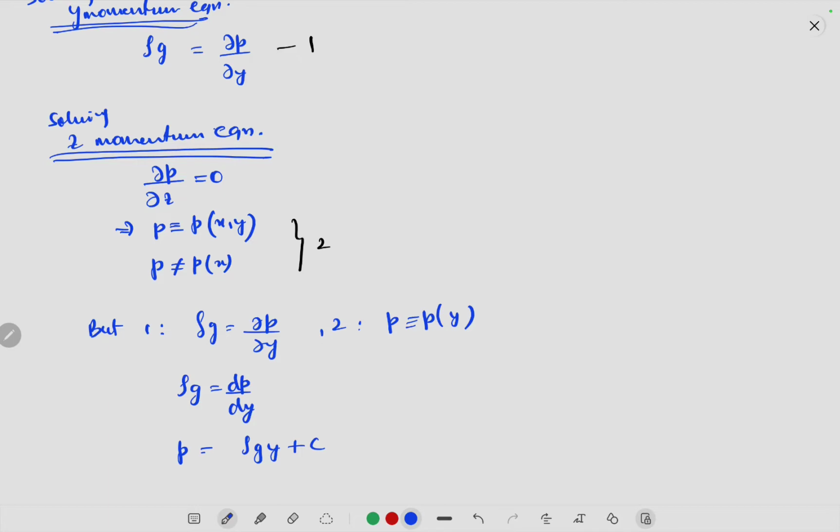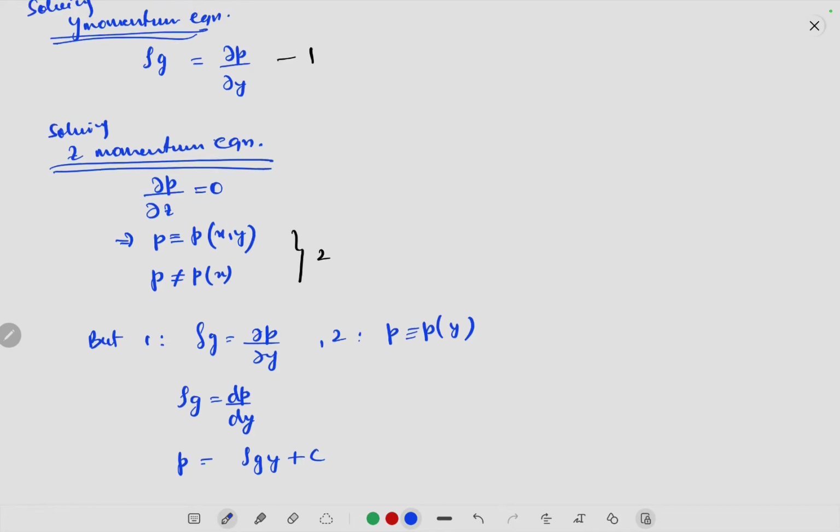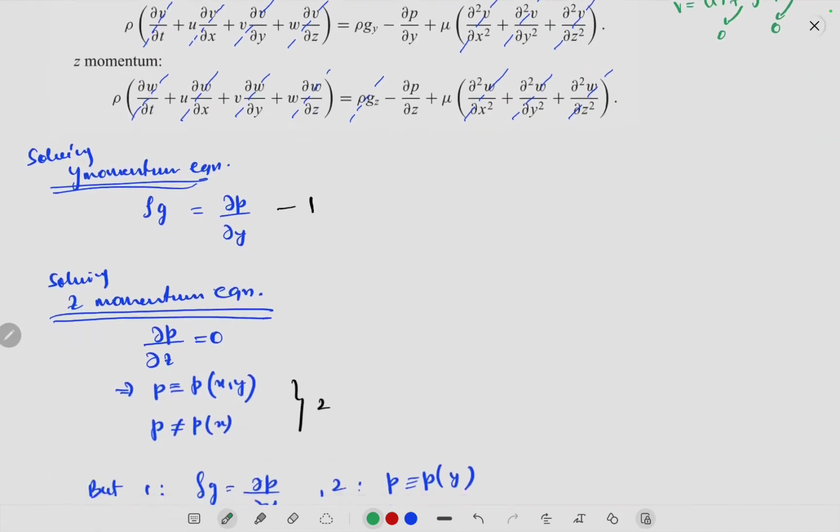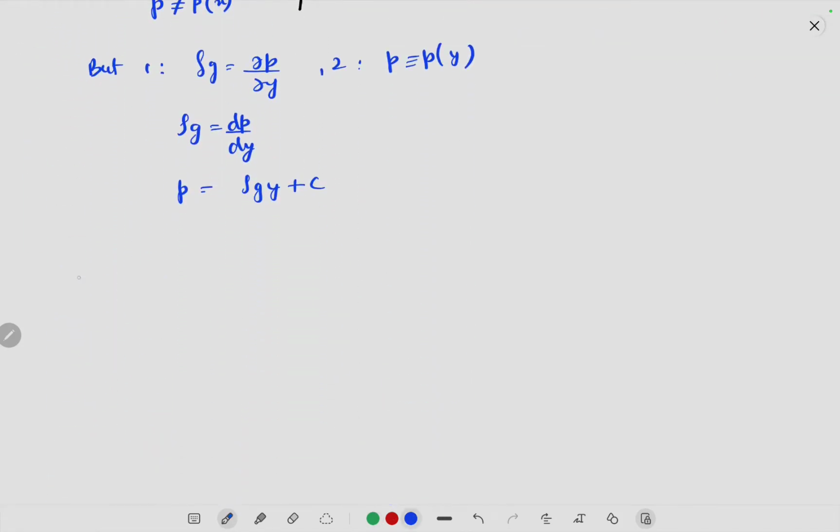Now since ∂p/∂x is 0, where do we have ∂p/∂x? This is our ∂p/∂x, so this is 0. Now focus on the x momentum equation.